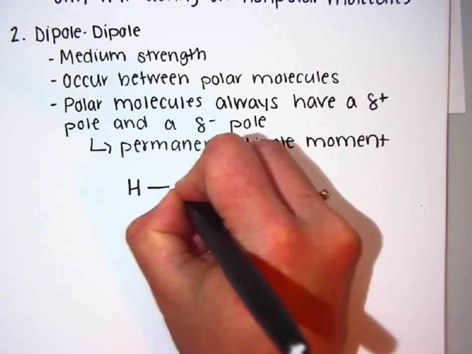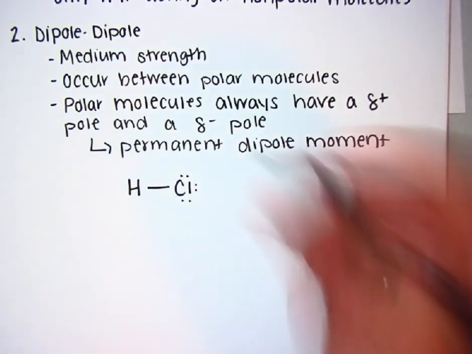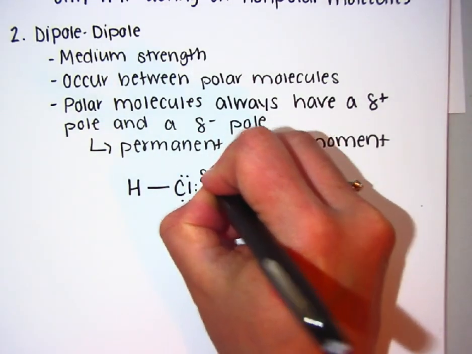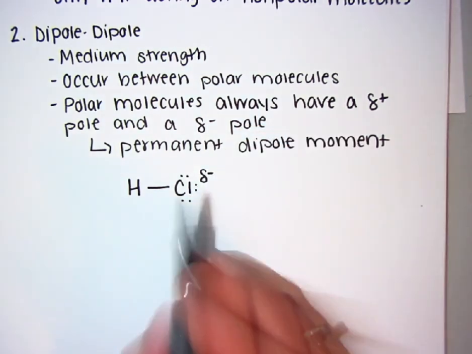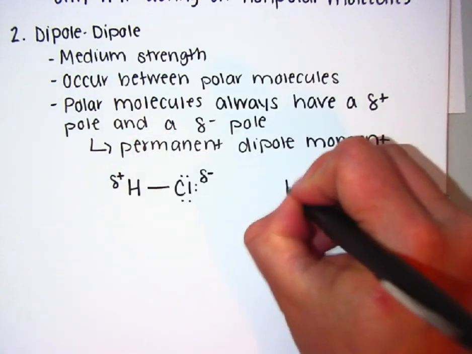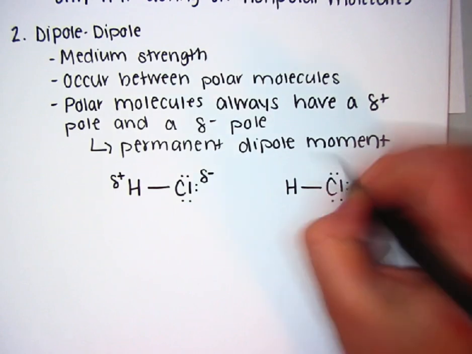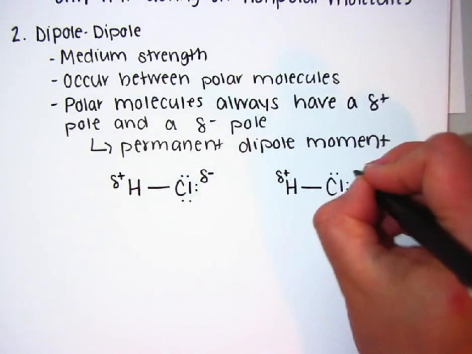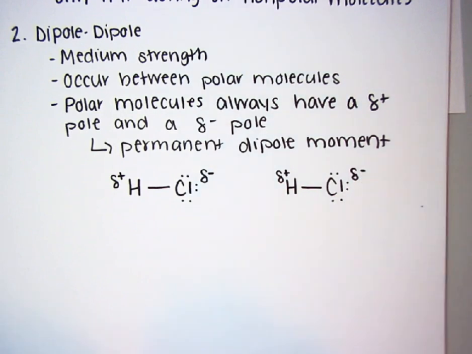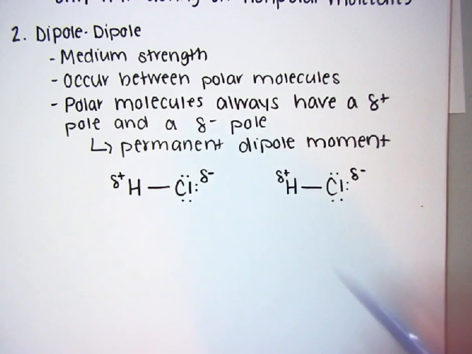The bond between hydrogen and chlorine is a polar bond. Chlorine is more electronegative, so it has a greater tendency to attract those shared electrons. So chlorine would get the partial negative and hydrogen would get a partial positive. This molecule is always polar due to the difference in electronegativity. It does not depend on the arrangement of the electrons. It will always have a negative pole and it will always have a positive pole.